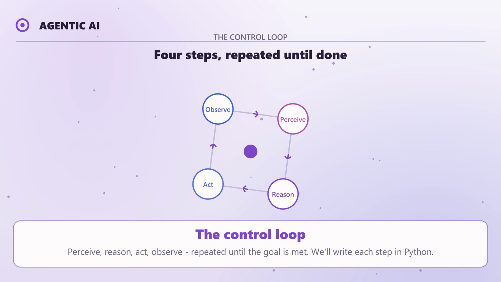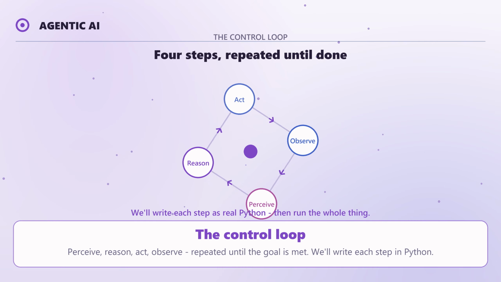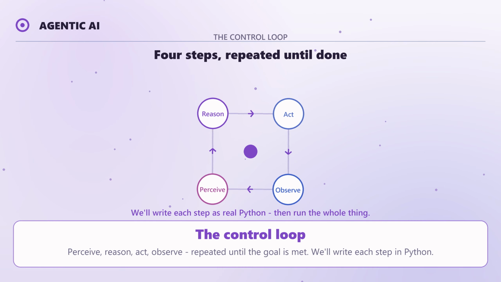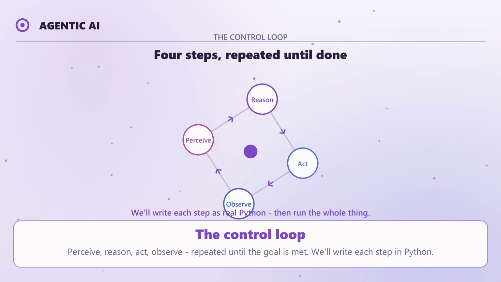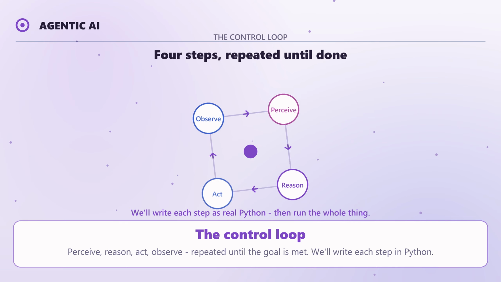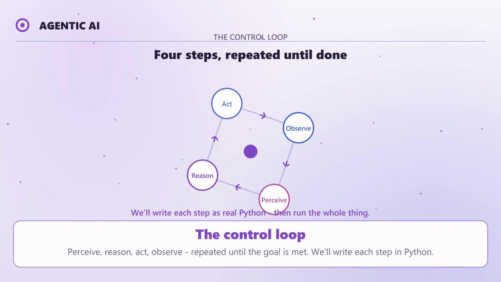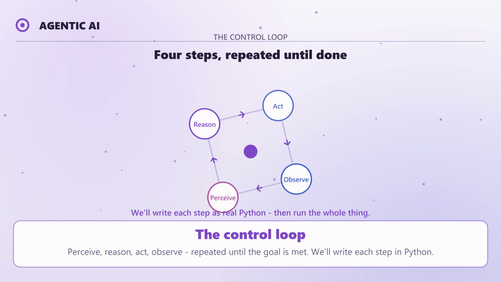Here's the loop we're building. Perceive, reason, act, observe. Repeat it until the goal is met. For steps, we're going to write each one as a small Python function, then assemble them into the full agent and actually execute it. Let's start with the thing every step touches, the state.